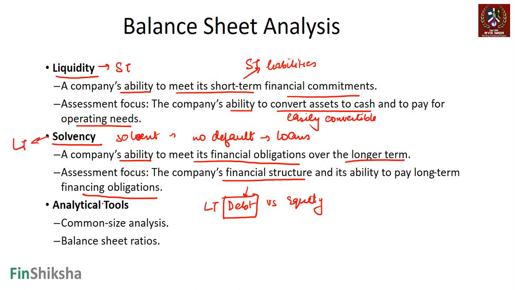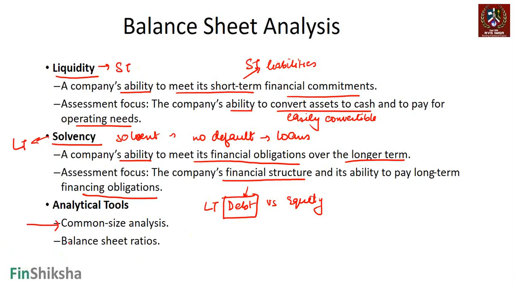Now, how do we analyze this? One of the ways we've already seen is the common size statements, where we can look at this and try to identify some numbers and say, okay, company A has a bigger debt, company B has bigger receivables or inventory, and so on and so forth.